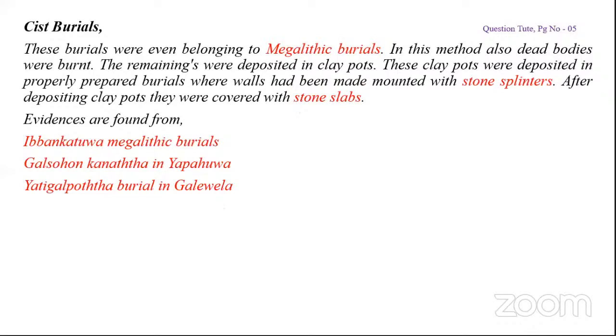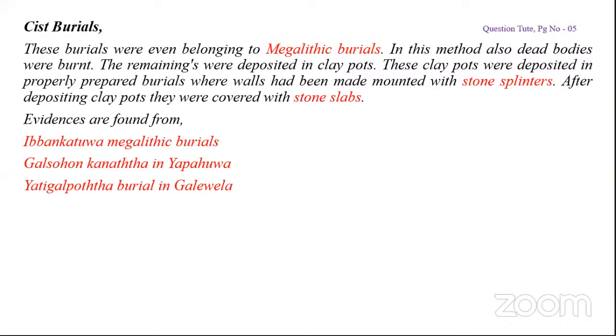Right. Now the third one is cyst burials. Cyst burials were the third type and the latest type. These burials even belonged to megalithic burials. In this method also, what happened? Dead bodies were burnt. The remains were deposited in clay pots. These clay pots were deposited in properly prepared burials.